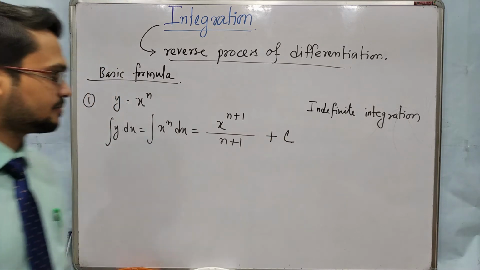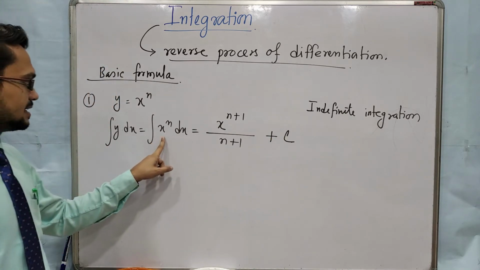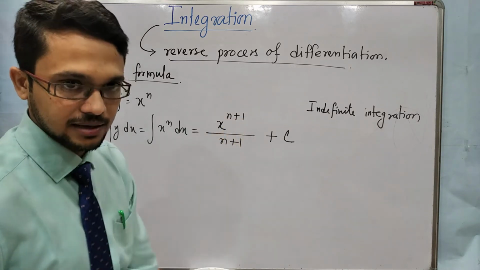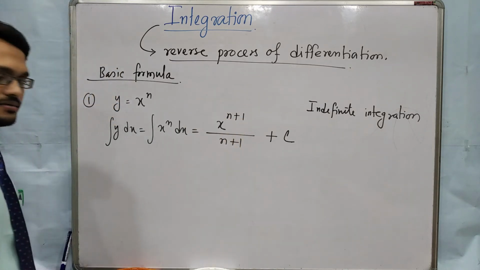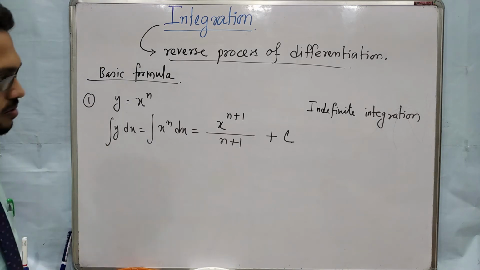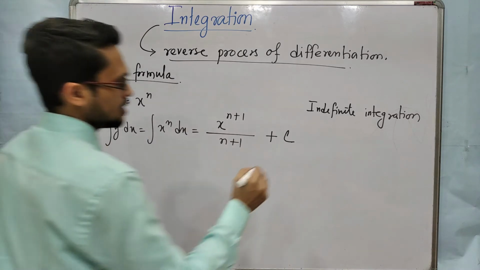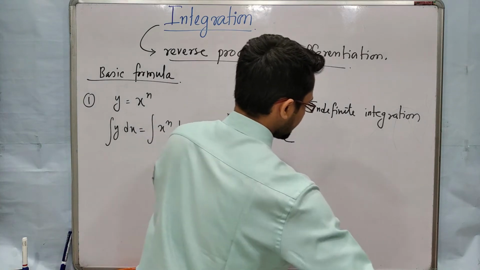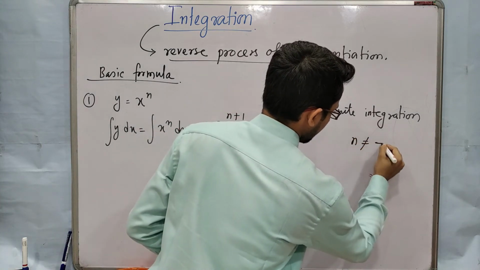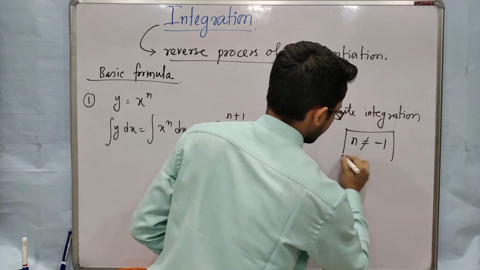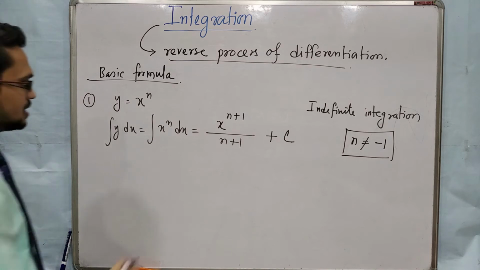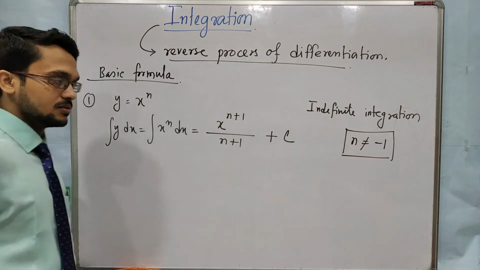C is constant. So integration x to the power n dx equal to x to the power n plus 1 by n plus 1 plus c. Okay, n is any number except one value. What is that value? n will not be minus 1. Except this value, n can be any value, then we will use this formula.